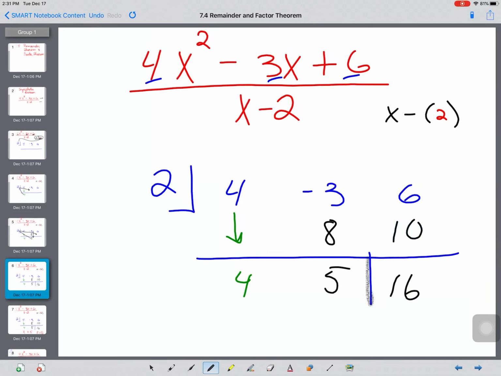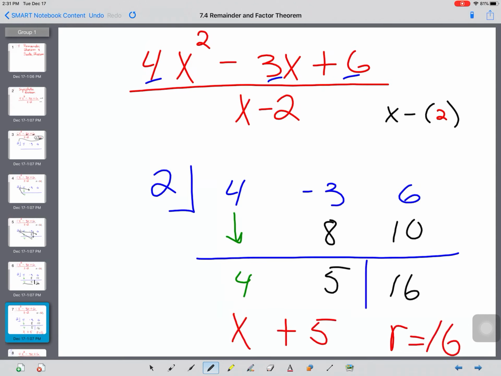This little line here is just telling you that this is the answer, the quotient when you divide, and this part then is the remainder. Just like when you do a division problem with numbers, sometimes you have a remainder. In this case, the remainder is 16. Now, here's the quotient, there's the remainder.